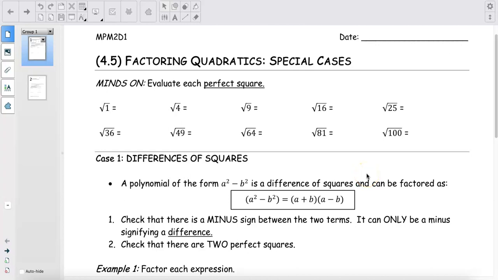Hello everyone, and welcome to today's lesson. So we're going to take a look at section 4.5, factoring quadratics, and some special cases.